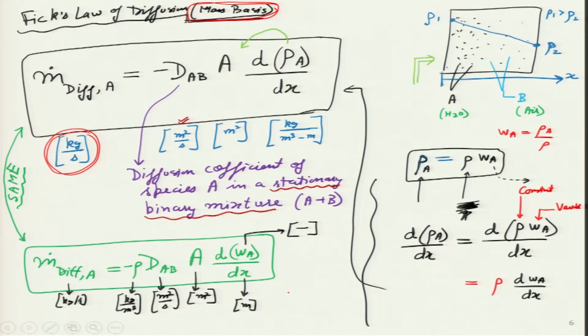So, we could get this equation over here where I am putting the red star on the top left hand side. This is Fick's law of diffusion. We looked at each of these terms in a lot of detail. A very important parameter, the proportionality constant, is DAB. It stands for the diffusion coefficient of species A in a stationary binary mixture. So, that mixture consists of both A and B.